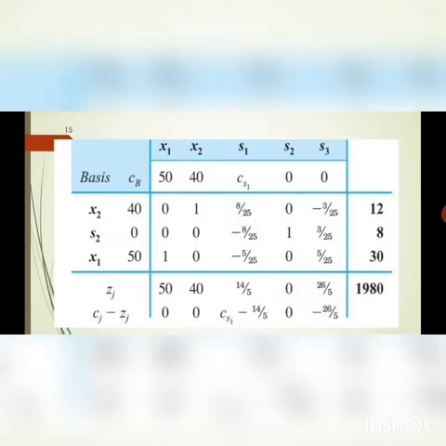In applying the inequality to compute the range of optimality, we get c sub s sub 1 less than or equal to 14/5. As long as the objective function coefficient for s sub 1 is less than or equal to 14/5, it will be optimal.